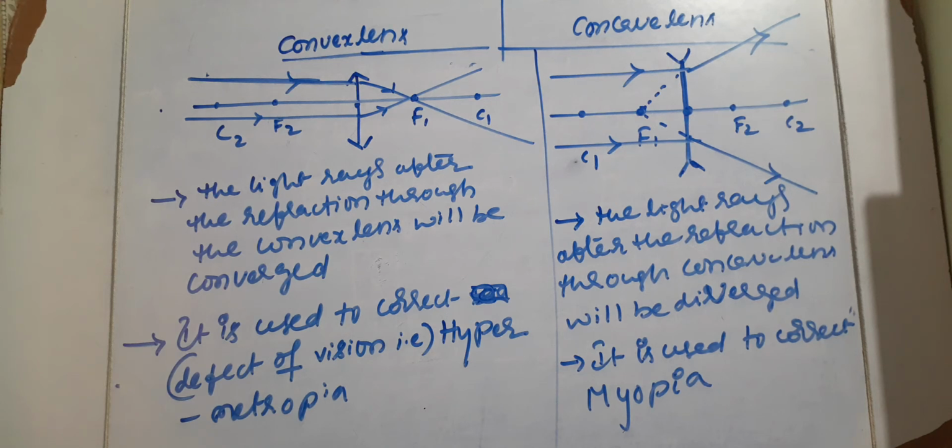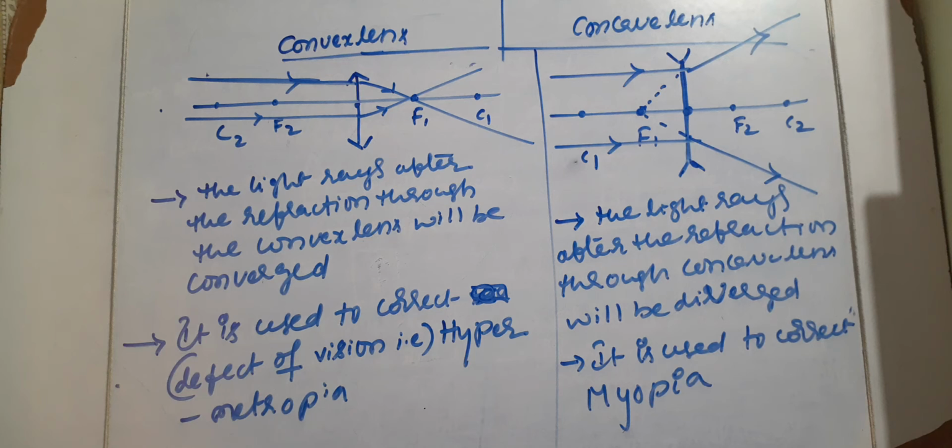Light rays after the refraction through the convex lens will be converged. That is shown in the diagram: rays are converging at the focal point F1. The light rays after the refraction through the concave lens will be diverged. That is shown in the diagram: after the refraction, both incident rays are diverging and traveling. Convex lens is used for correcting the problem of vision, hypermetropia. Concave lens is used for correcting the problem of vision, myopia.